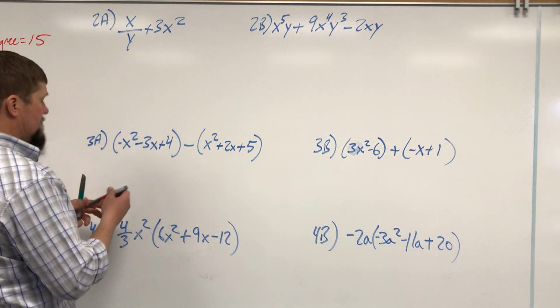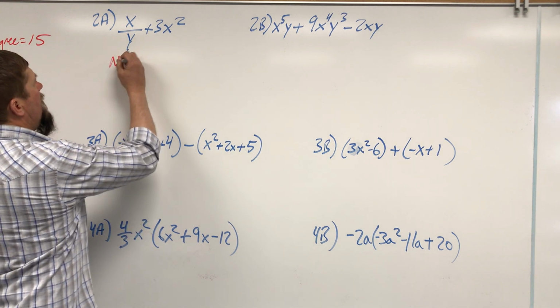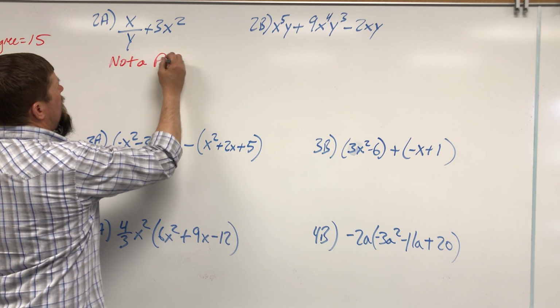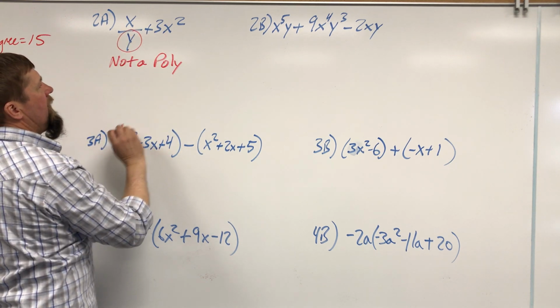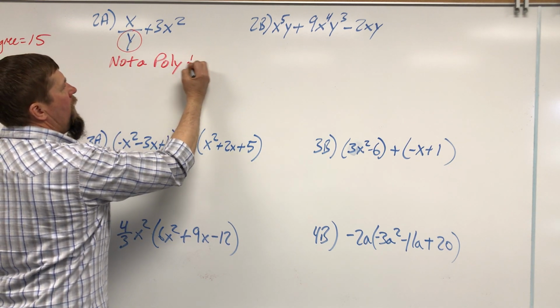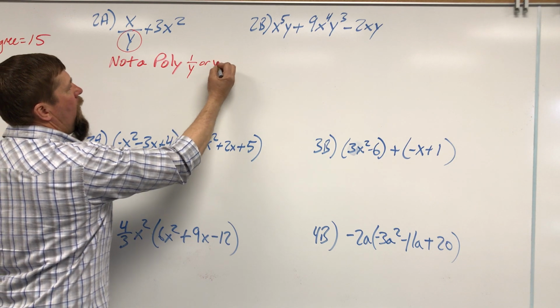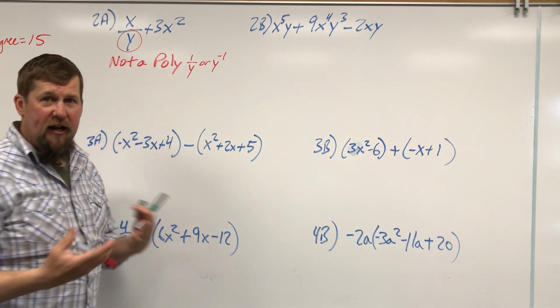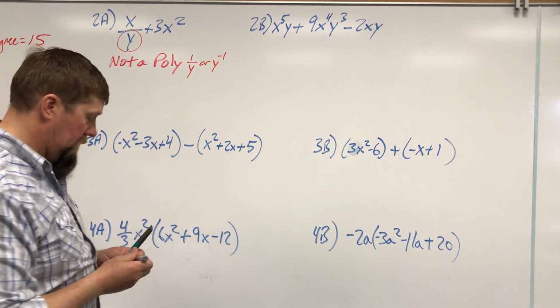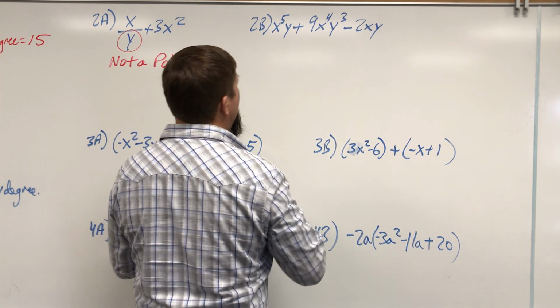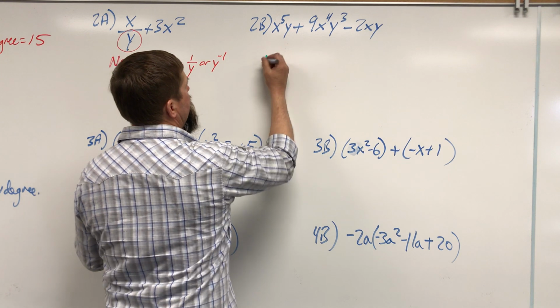In this case, this is not a polynomial because y is in the denominator, or you've got 1 over y, or y to the negative first if you were to change it to that. So therefore, it's not a polynomial. The second one is a polynomial.